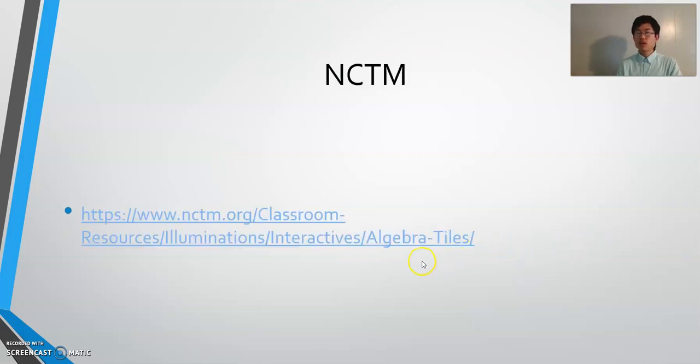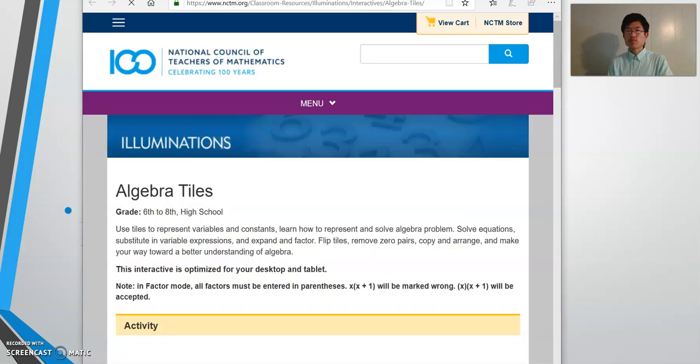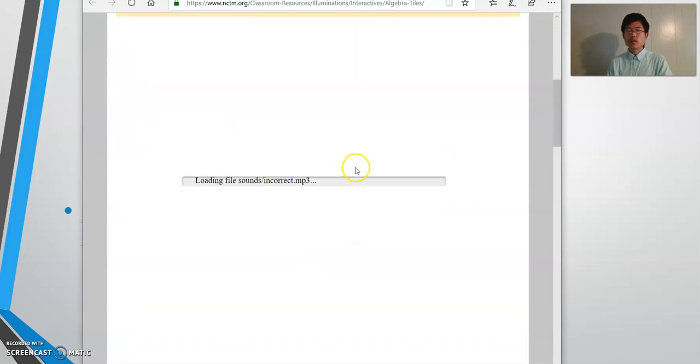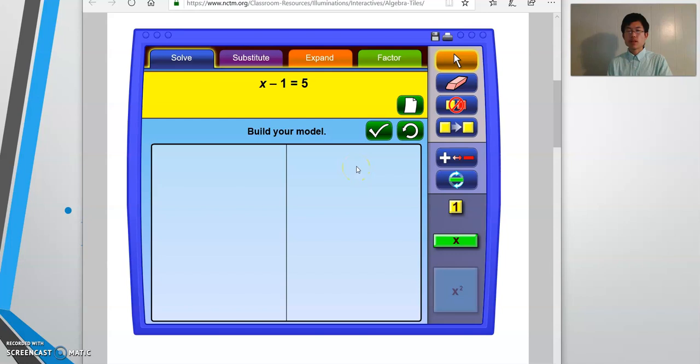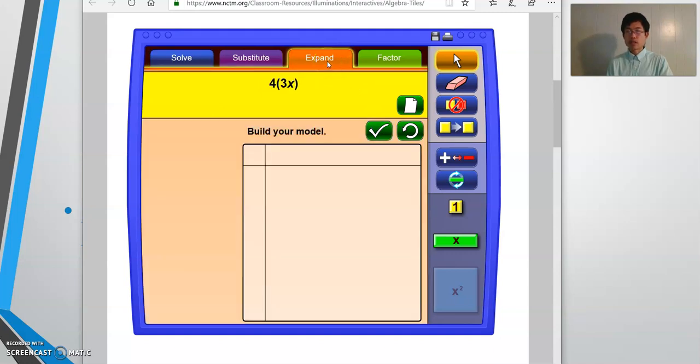Right, so in CTM, the algebra tiles, I think I've shown you that when I was doing the equations video, and I'm going to use the same website again to show the expanding expressions distributive property. So in this website, I'm going to go to expand. Alright, the first step it says is to build your model. Over here, we're going to build the model.